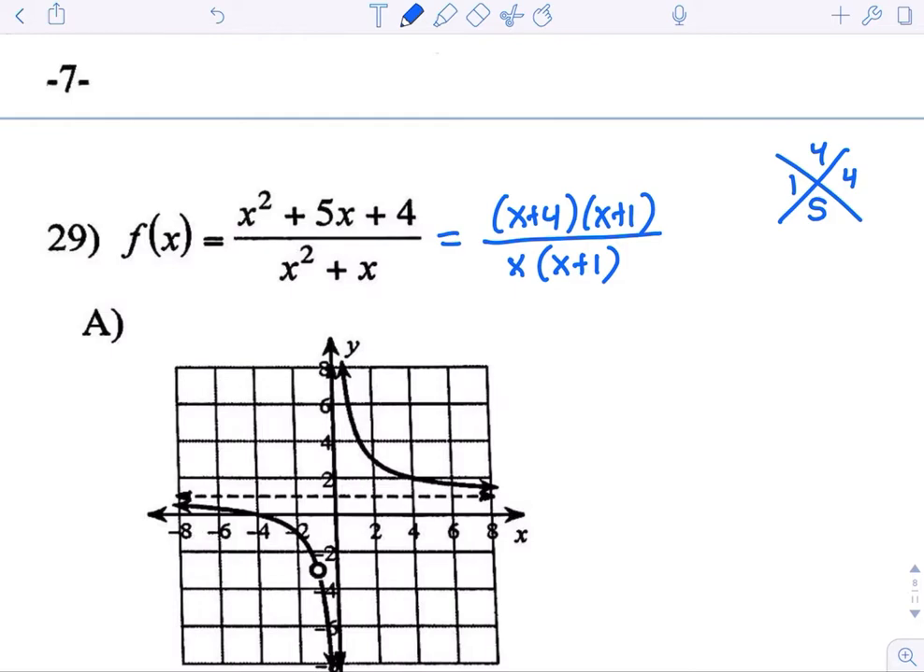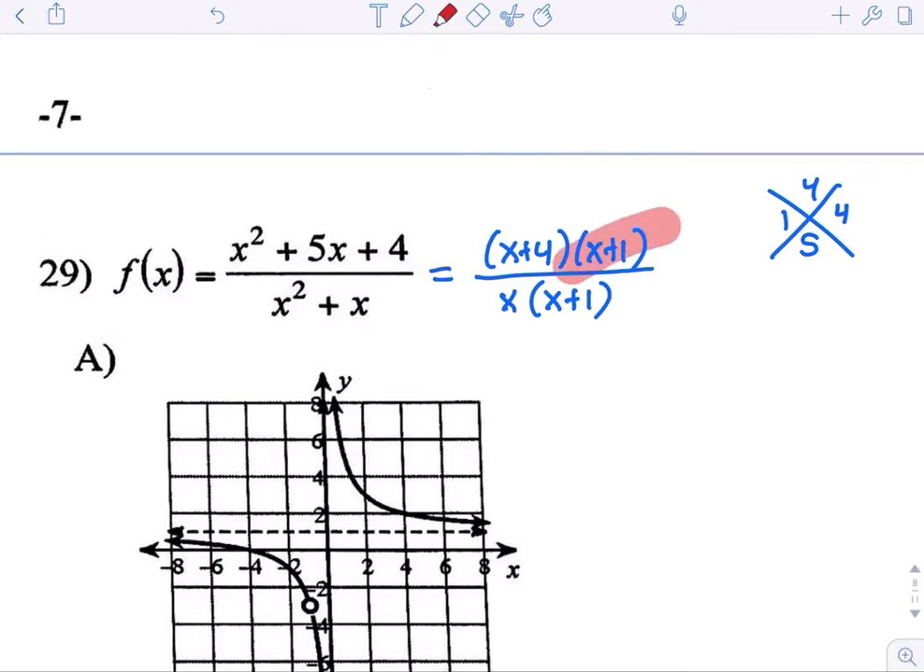Now, notice you guys can cancel, right? So when we cancel, that means we're going to get a hole at x plus 1 is equal to 0, which means x is going to equal -1. This is where you get a hole. So after you cancel, you would get something like this.